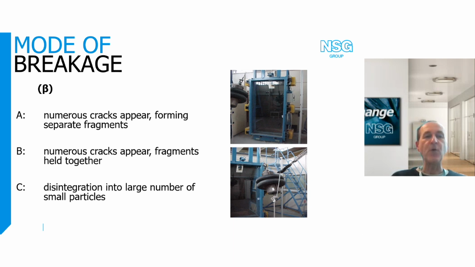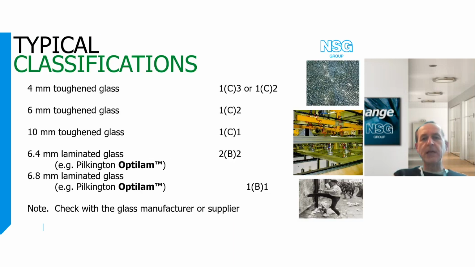And then finally, you've got mode of breakage C, which is when the glass disintegrates, leading to a large number of small particles that are relatively harmless. And this is a characteristic of the breakage of toughened glass. So there are 3 modes of breakage that you have to include in the classification. So let's have a look at some typical classifications.